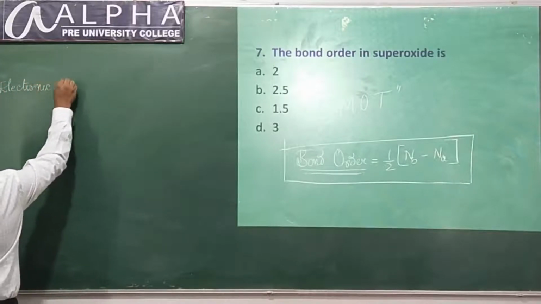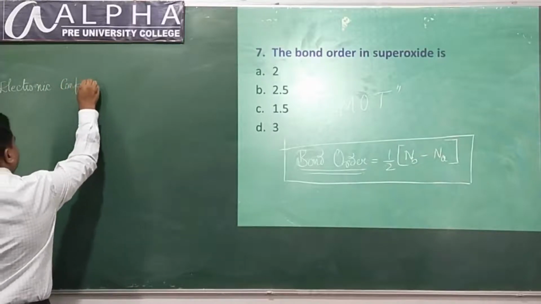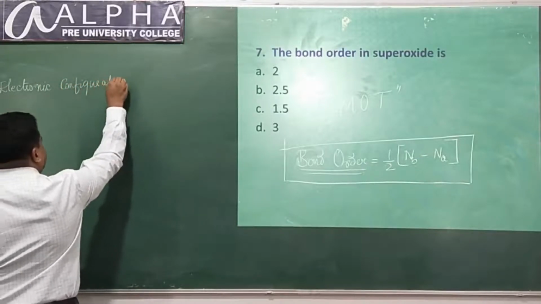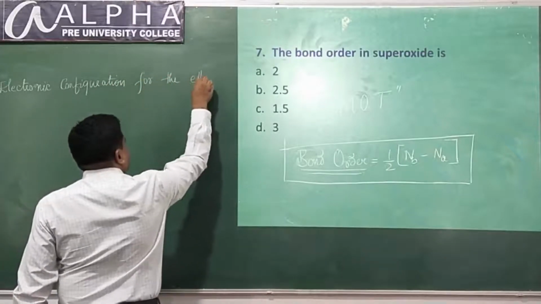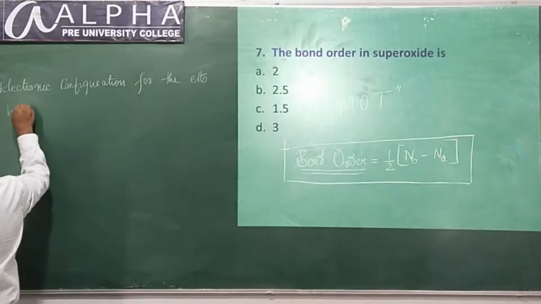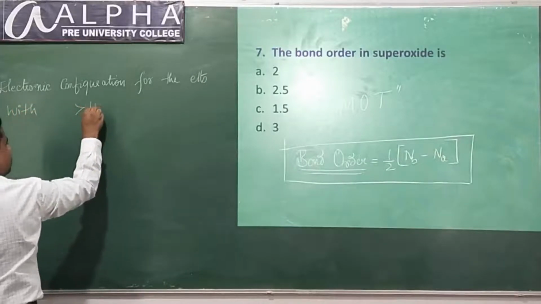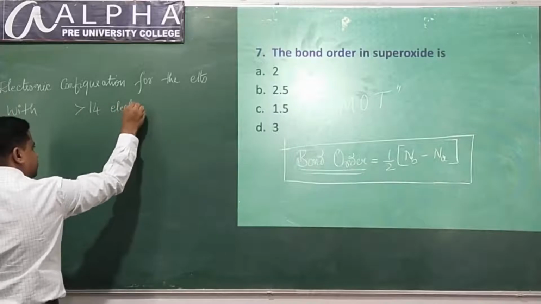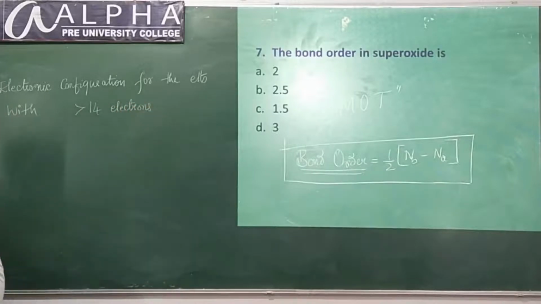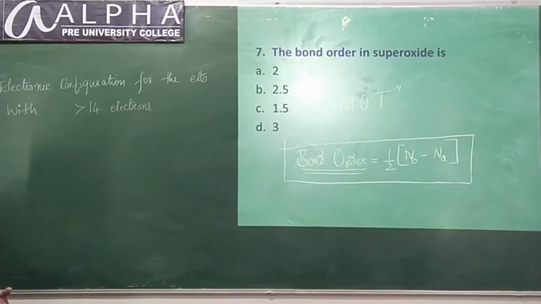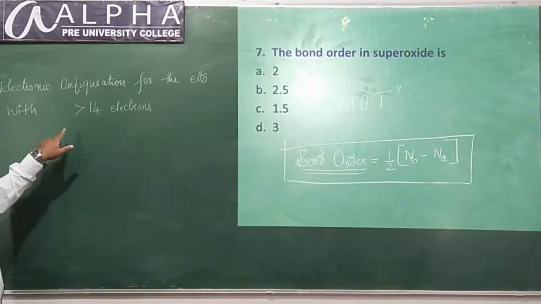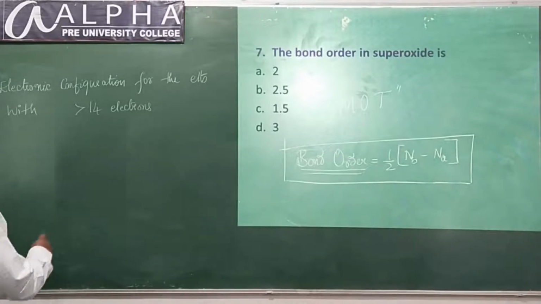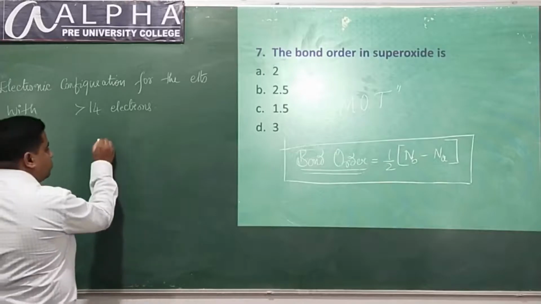Electronic configuration for the elements with more than 14 electrons. So what is the electronic configuration for the elements with more than 14 electrons? Because now we have to calculate it for superoxide, right? What is the formula for superoxide?